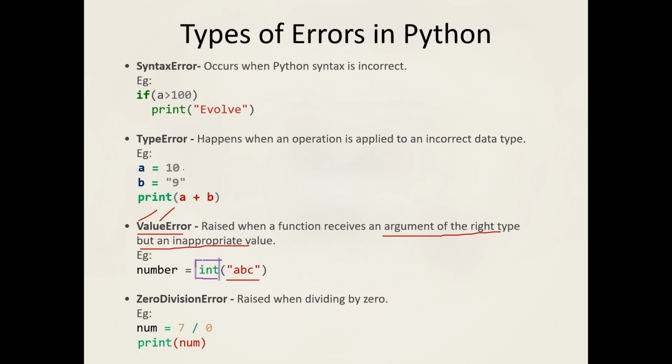Moving to zero division error. From the name itself we can tell it is raised when we divide by 0. As you can see in this example also, we are dividing 7 by 0. So when we run this program, we get a zero division error. Now that we have seen some common error types, let's explore a few more specific ones, especially those related to mathematical and index based operations.